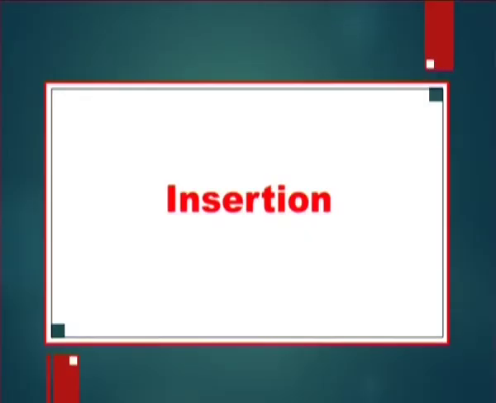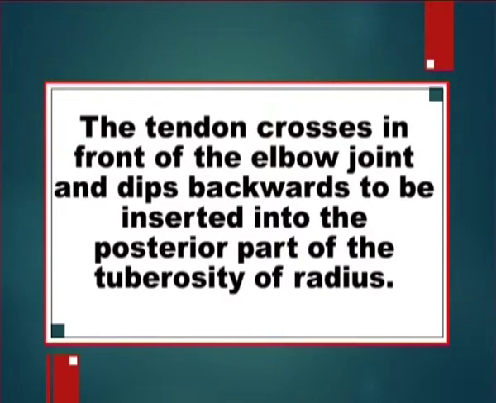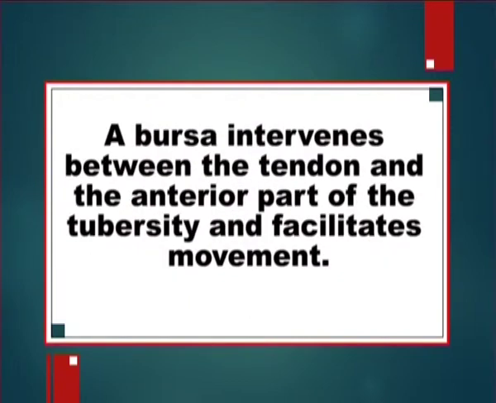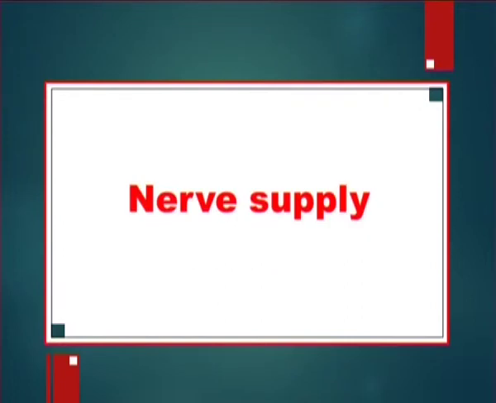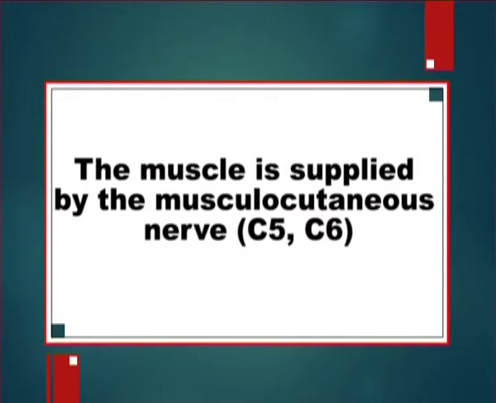Insertion. The tendon crosses in front of the elbow joint and dips backwards to be inserted into the posterior part of the tuberosity of the radius. A bursa intervenes between the tendon and the anterior part of the tuberosity and facilitates movement. Nerve supply. The muscle is supplied by the musculocutaneous nerve, C5 and C6.